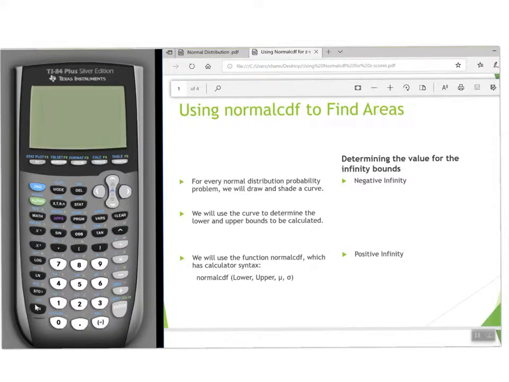And when we draw these curves, we're going to find the areas that are associated with the shading of the curve. In order to do that, we're going to use a function in our calculator called normal CDF. Let's go ahead and locate that function.